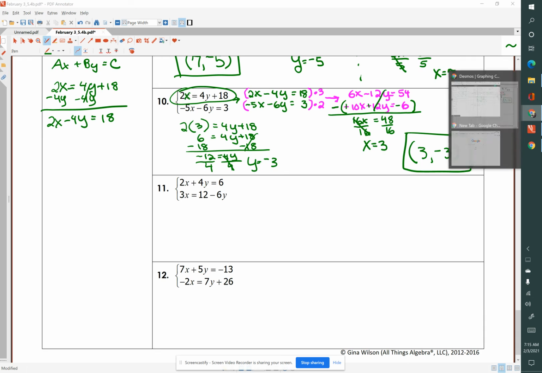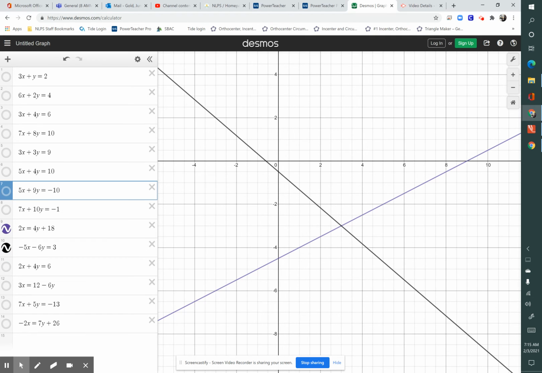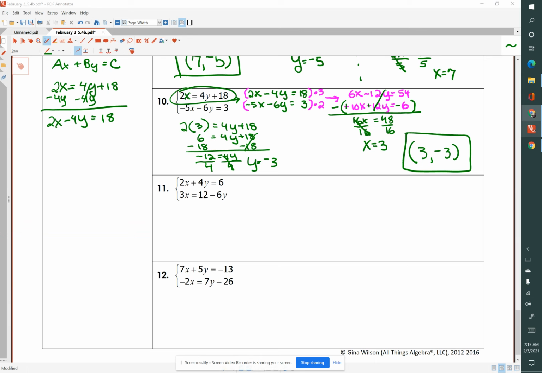And let's look at the graph. So 2x equals 4y plus 18, negative 5x minus 6y equals 3, and my ordered pair, 3, negative 3, exactly as we found when we did our solution by hand.